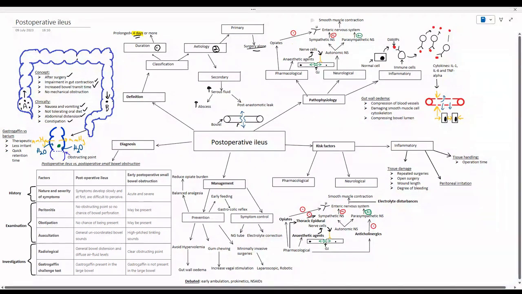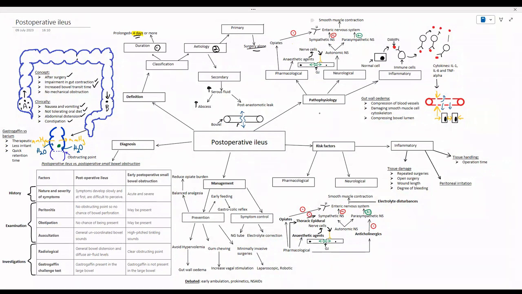Now that we have a clear understanding of how we define and classify postoperative ileus, let's delve into the underlying mechanisms causing postoperative ileus. And the best way to think of these is to split them into three categories: factors related to inflammation, factors related to underlying neurology, and pharmacological agents. So let's talk about inflammation.